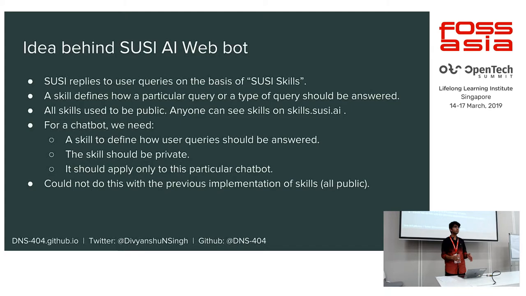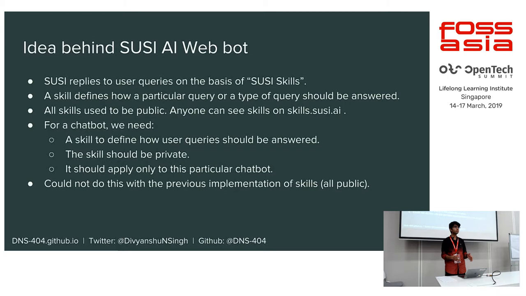For the chatbot, we needed these three things: a skill to define how user queries should be answered. So there would be a skill which would define the responses to the user queries. And the skill should be private, just like I said. I don't want other people to know how my chatbots are functioning. And the final thing is that it should apply only to this particular chatbot. This is also really important.